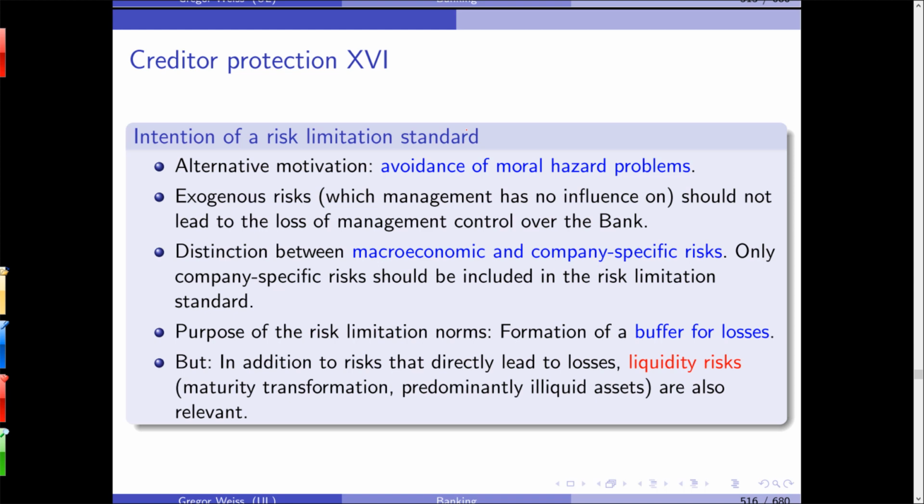The purpose now is we have to form and to build a capital buffer for losses. We'll see this later on in more detail. Actually, nowadays, modern regulatory systems include all types of capital buffers. Just a baseline buffer plus a systemic risk buffer if you are systemically relevant and so on. And this is how your capital in the end looks like. But in addition to risks that directly lead to losses, you also need to think about liquidity risks.